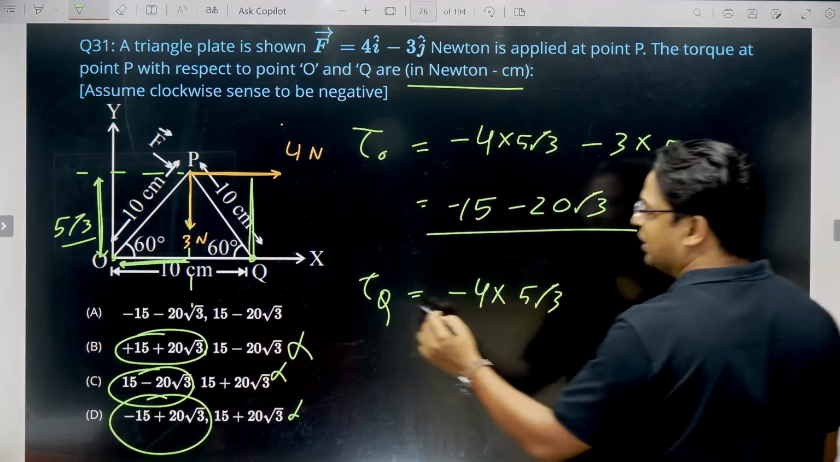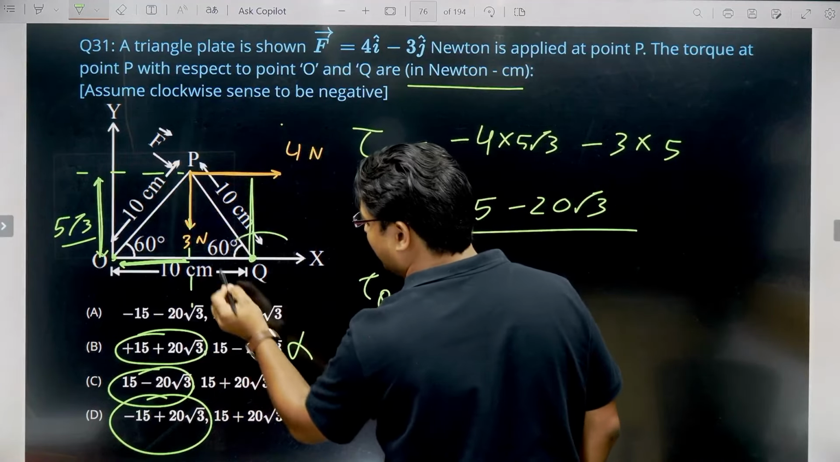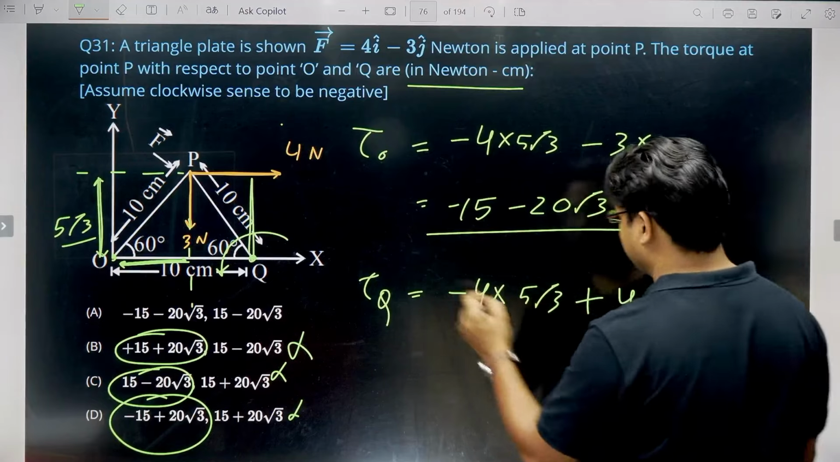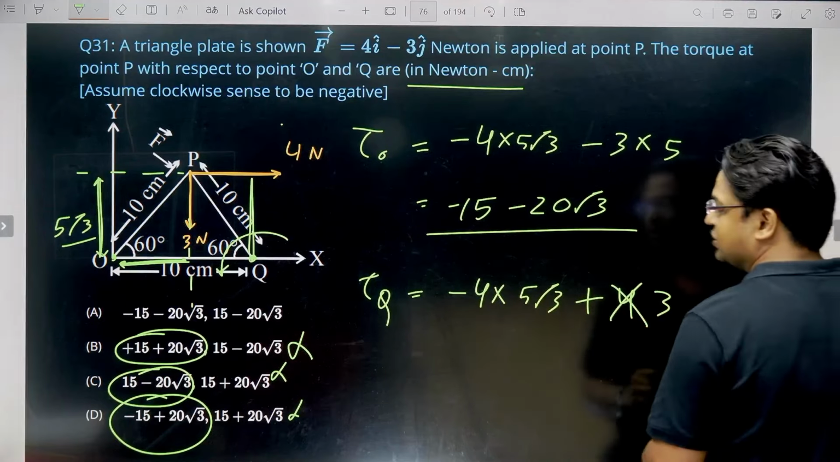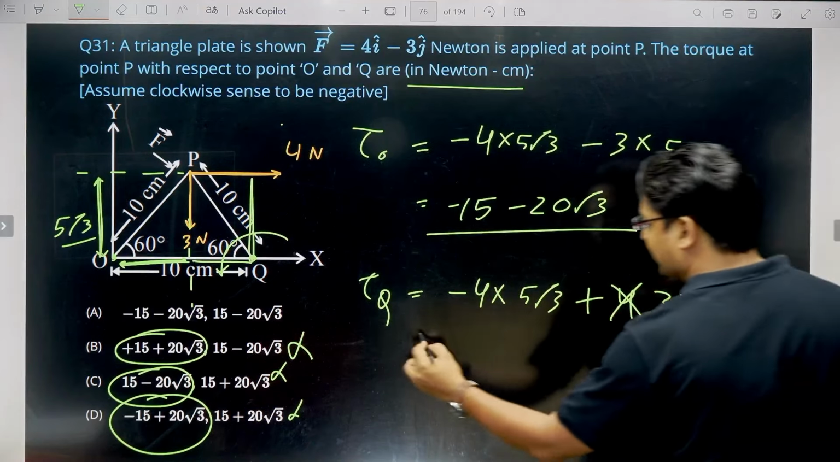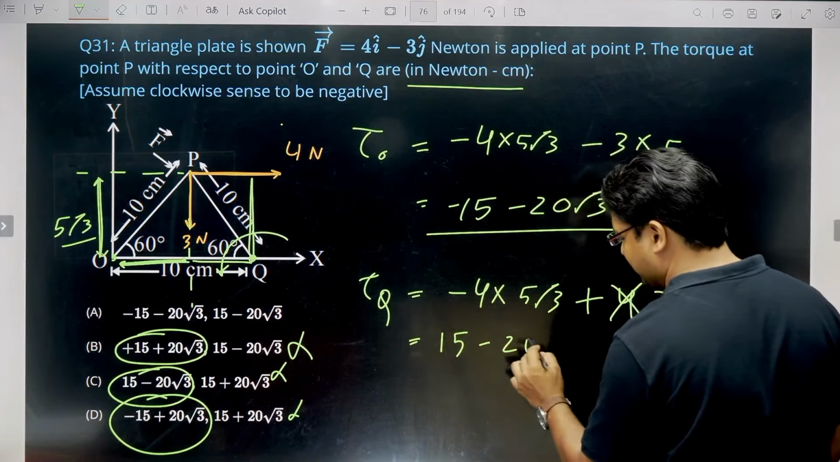But about this point, this 3 Newton will now produce an anti-clockwise torque, and therefore we are going to add it. So plus this distance, and this is actually 3, not 4. So 3 into this distance, which again is 5. So it will become 15 minus 20 root 3.